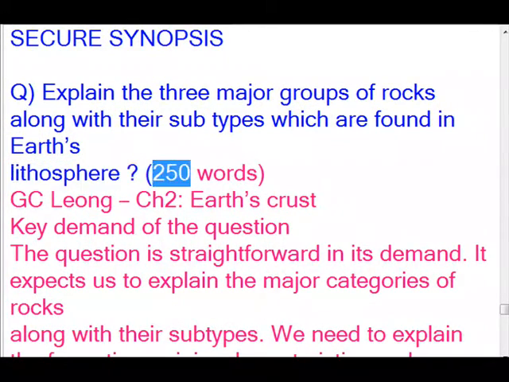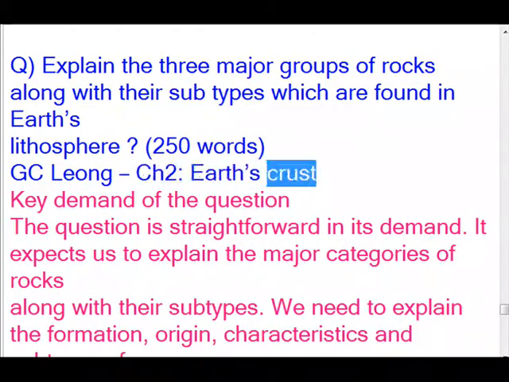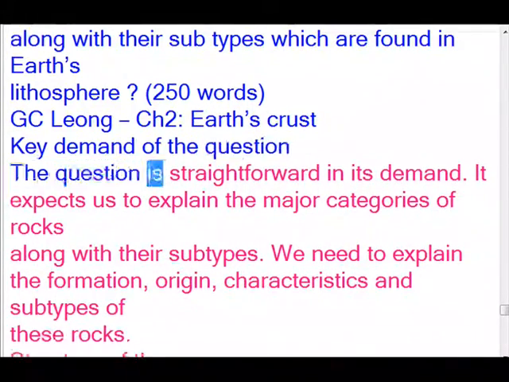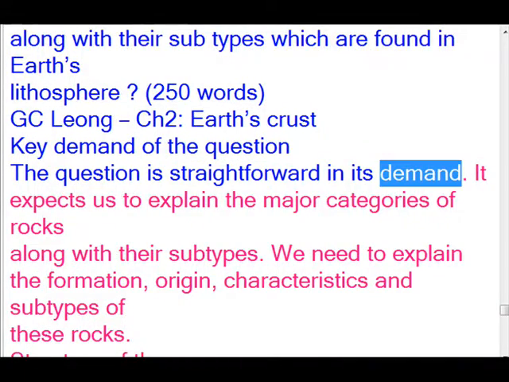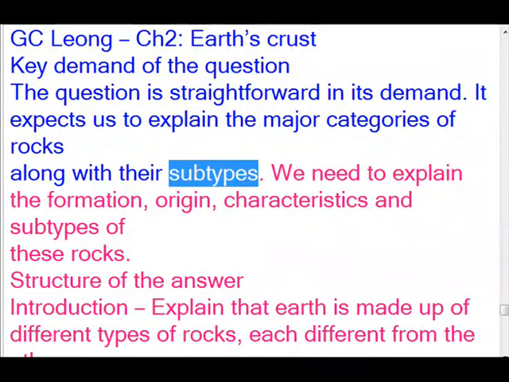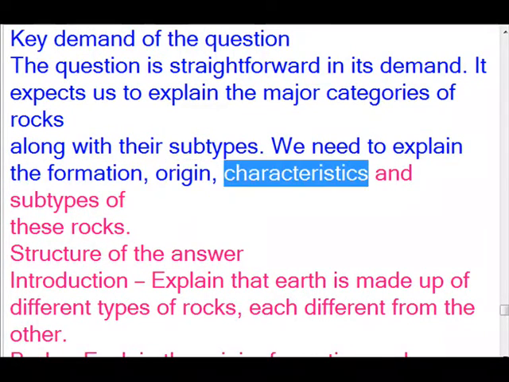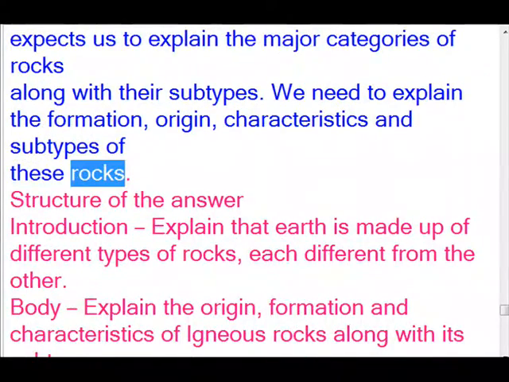Secure synopsis. Q. Explain the three major groups of rocks along with their subtypes which are found in Earth's lithosphere. 250 words. GC Leong, Chapter 2, Earth's crust. Key demand of the question. The question is straightforward in its demand. It expects us to explain the major categories of rocks along with their subtypes. We need to explain the formation, origin, characteristics and subtypes of these rocks.